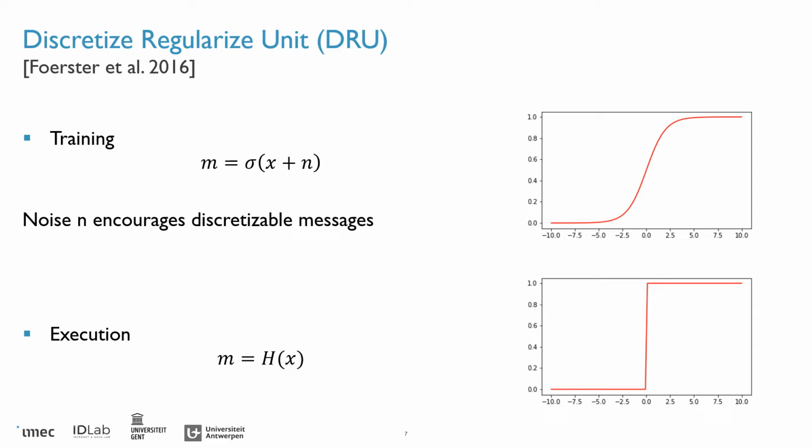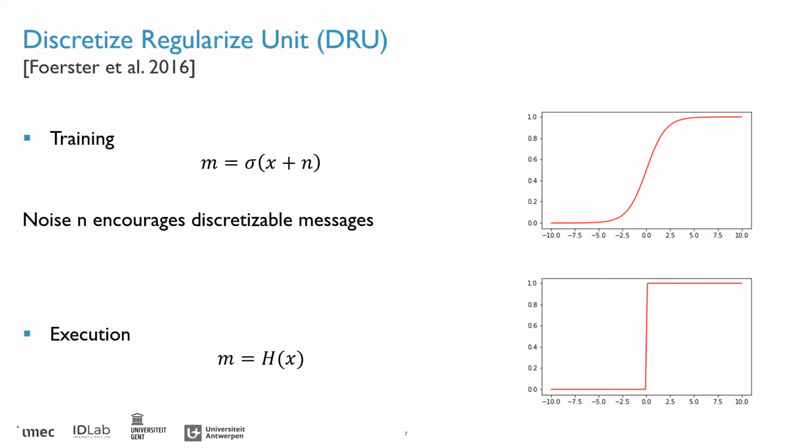The first discretization method that we will look at is the discretize regularize unit, or the DRU. This was proposed along with the DIAL method by Foerster. The DRU has two separate modes. One is used for training and one is used for execution. During execution, we no longer need a differentiable communication channel because we no longer train our networks, and therefore we can just use straightforward discretization.